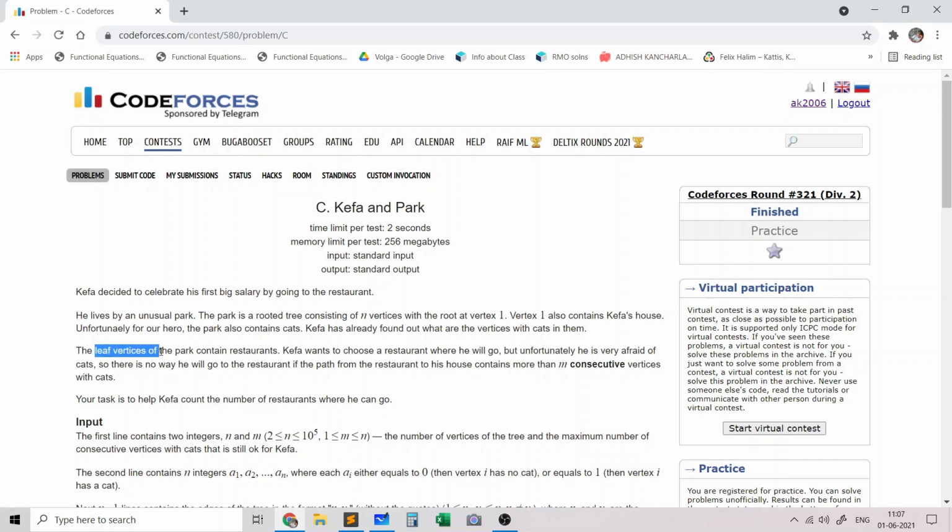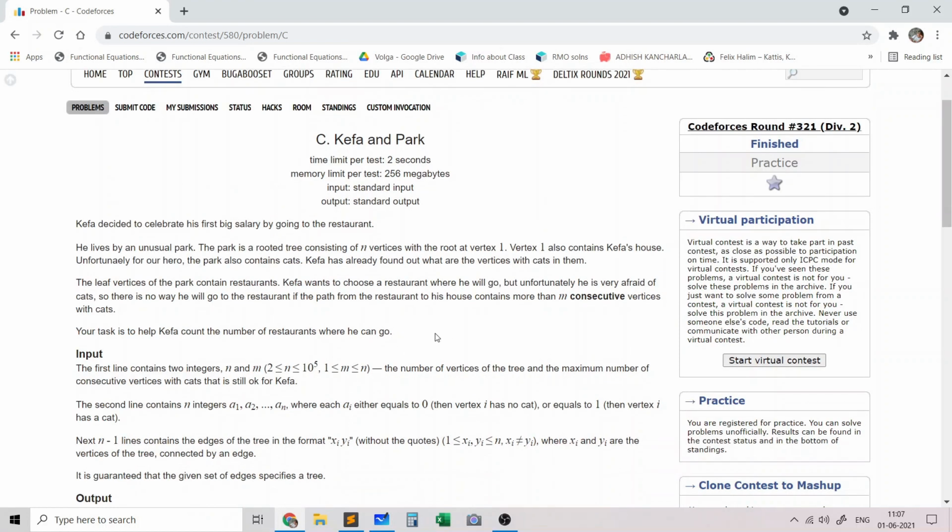So the leaf vertices of the park where he's staying have restaurants, and he needs to choose a restaurant to go to. However, there's a condition on which leaves he can choose. He can only go to those leaves such that the path from 1, which is his house, to the restaurant does not contain more than m consecutive vertices with cats.